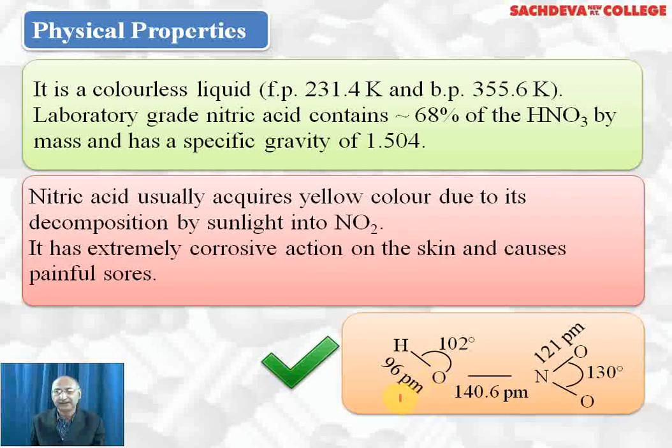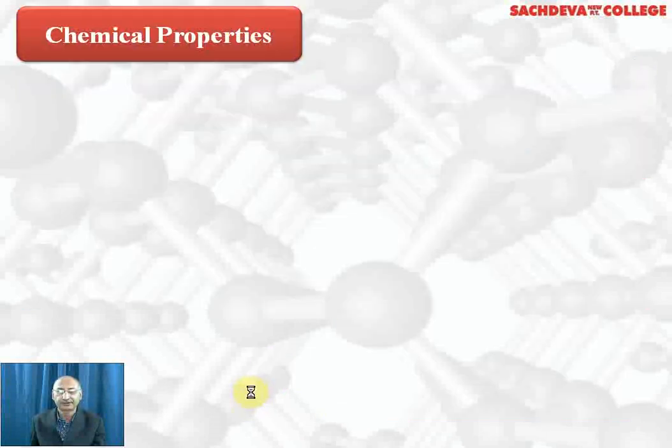OH bond length is 96 picometer. N-O bond length is 146 picometer. Due to resonance, these two bond lengths are the same, 121 picometer. This bond angle is 102, this bond angle is 130. So this nitrogen is sp2 hybridized, it has a planar structure.